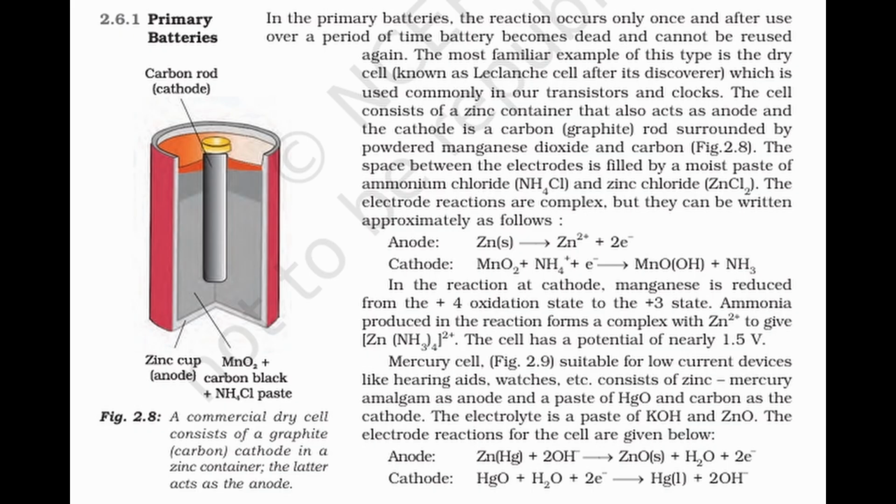Ammonia formed in the reaction combines with zinc ions to form a complex, helping the reaction to proceed smoothly. A dry cell provides a potential of about 1.5 volts. Another important primary battery is the mercury cell, which is used in low-current devices such as hearing aids and watches.